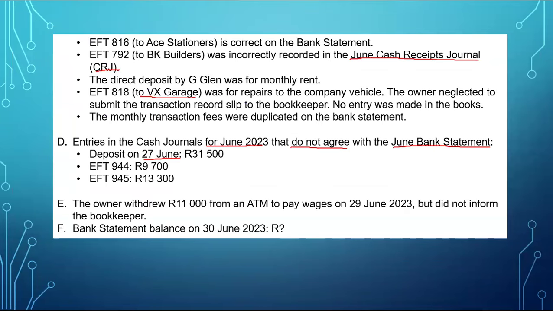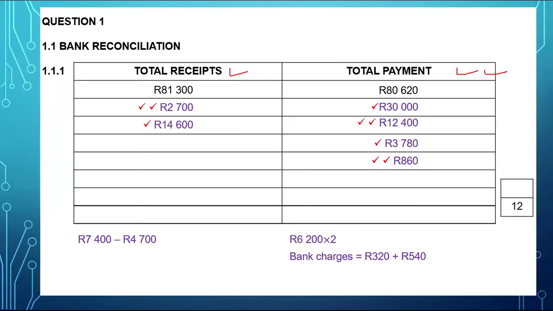Then they say the owner withdrew 11,000 from an ATM to pay wages on the 29th of June, but did not inform the bookkeeper. So it's not in the bank statement. It is also not in the cash payments journal because it was not submitted to the bookkeeper. So we are going to record it in both. We are going to record it in the cash payments journal and then record it on the debit side of your bank statement.